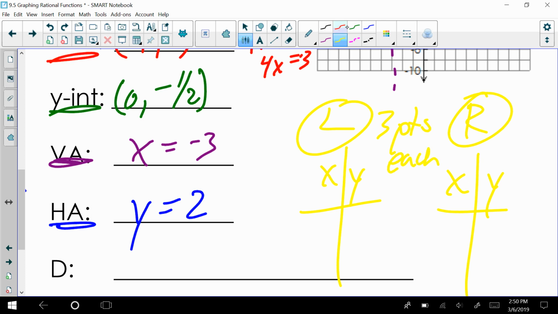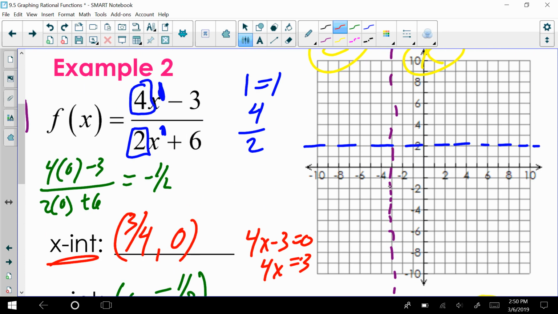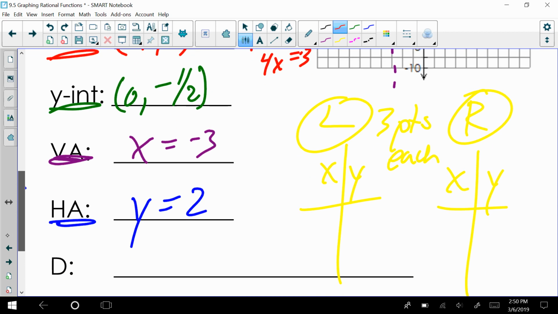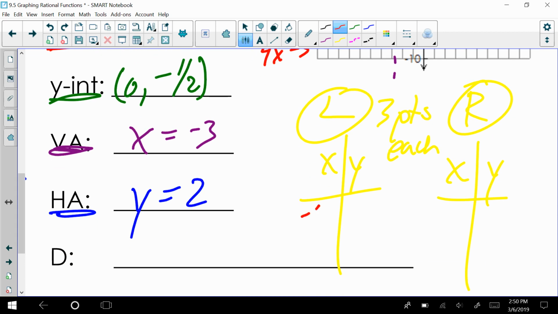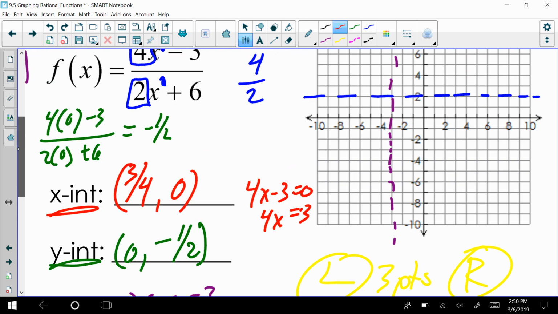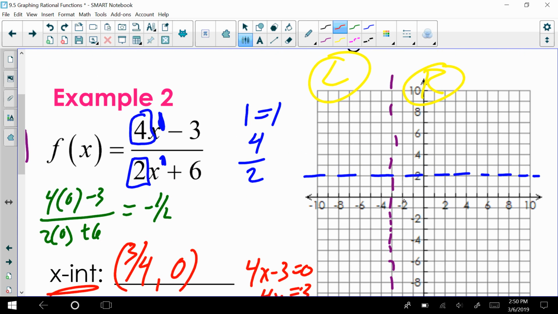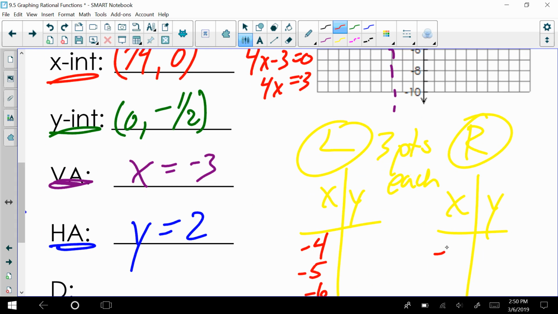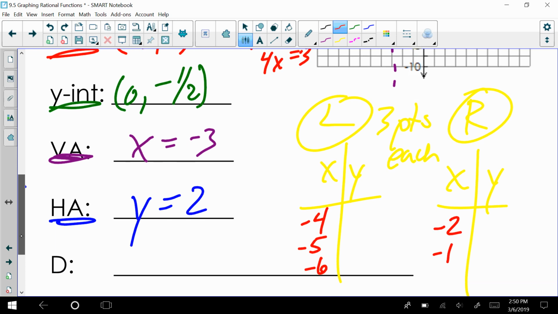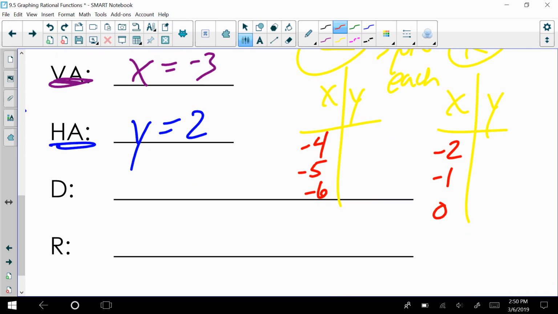Okay, well, we've done this. Again, we've kind of done this already, guys. Here, it gets split at -3. Well, what's to the left of -3? Well, it'd be -4, -5, -6. Well, what would be to the right of -3? I would have -2, -1, and 0.